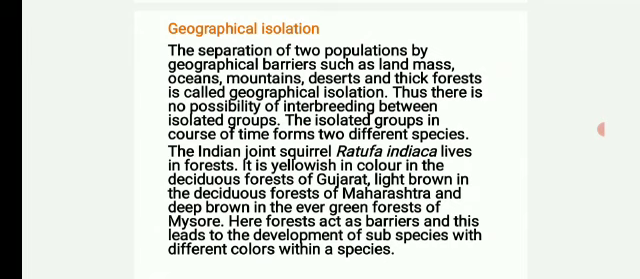Example: the Indian giant squirrel Ratufa indica lives in forests. It is yellowish in color in the deciduous forests of Gujarat, light brown in the deciduous forests of Maharashtra, and deep brown in the evergreen forests of Mysore. Here, forests act as barriers, and this leads to the development of subspecies with different colors within a species.